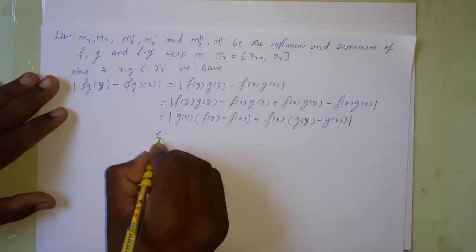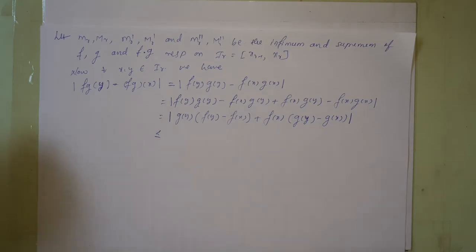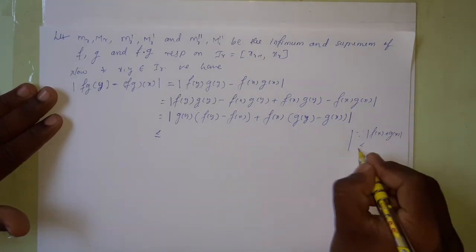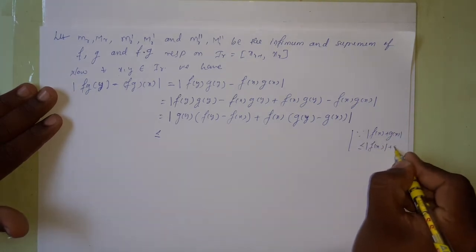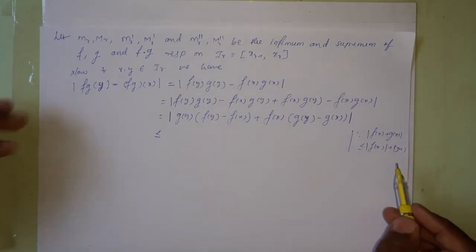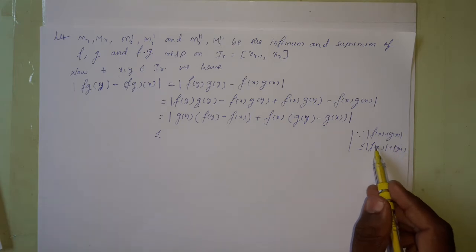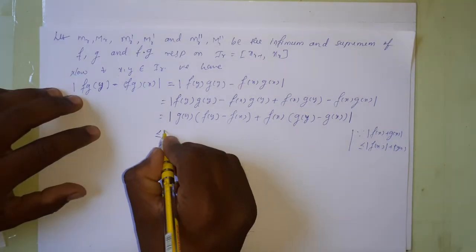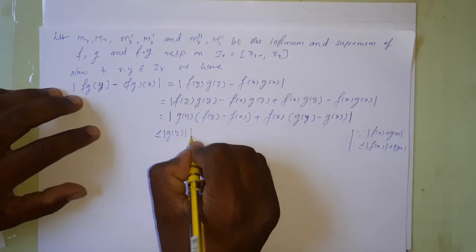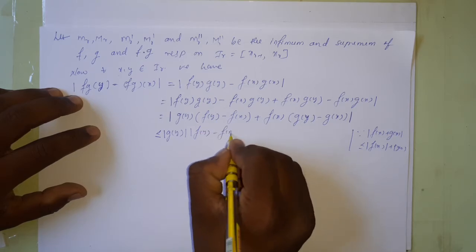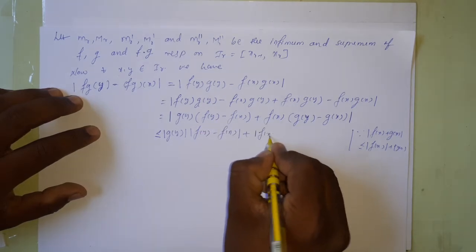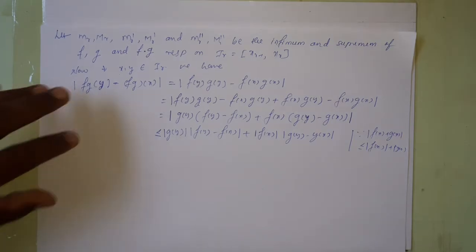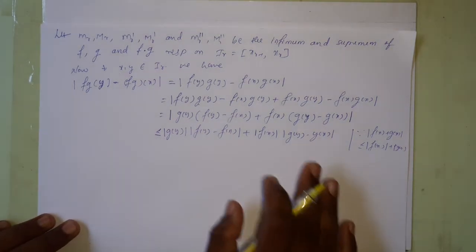Now this one is less than or equal to, because here we know that mod of f of x plus g of x is less than or equal to mod f of x plus mod g of x. If you separate the modulus of the sum of the two functions, then we get the inequality less than or equal to. So therefore here mod g of y into mod f of y minus f of x plus mod f of x into mod g of y minus g of x. Here we have just separated the modulus for each and every function.